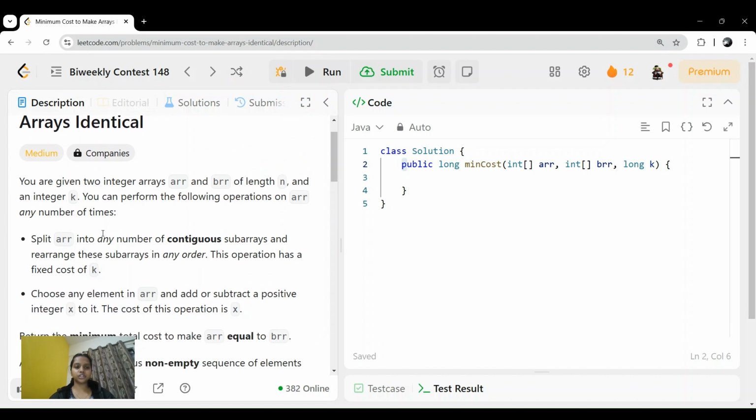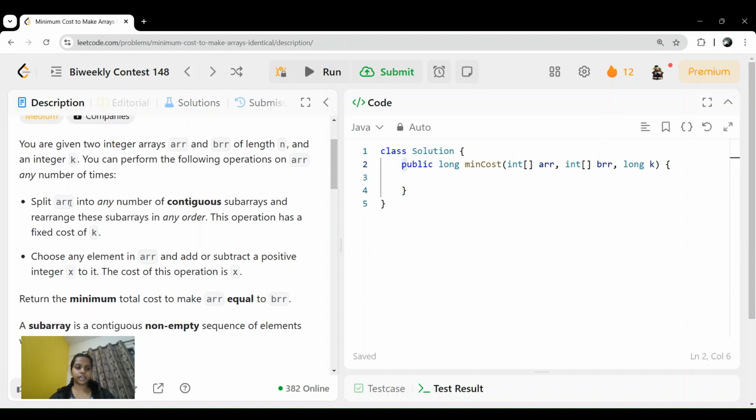You are given two integer arrays ARR and BRR of length n and an integer k. You can perform the following operation on ARR any number of times. The first operation is split ARR into any number of contiguous subarrays and rearrange these subarrays in any order. This operation has fixed cost k.